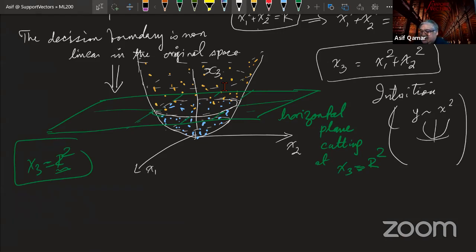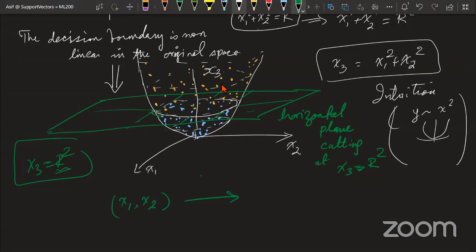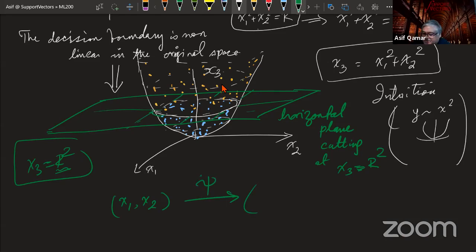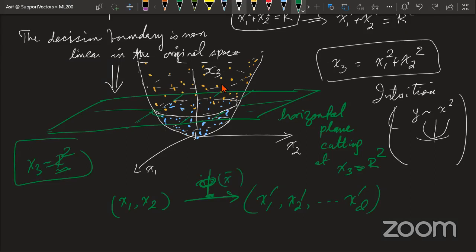But now it is complicated, because I need to go from x1, x2 to this, to find this complicated mapping that will go to some other higher dimensional space. Let me call this x1 prime, x2 prime, up to xd prime. You don't know what d is, and you don't know what the complicated rules of psi are. Actually, people use not psi, they use phi. Sorry, I apologize. What takes a point to a higher dimension?